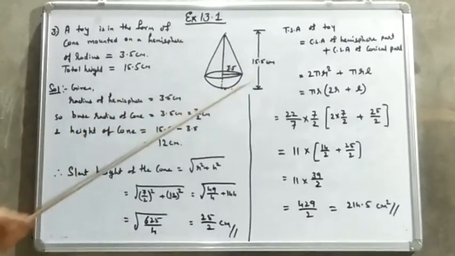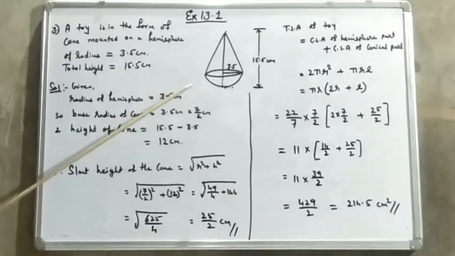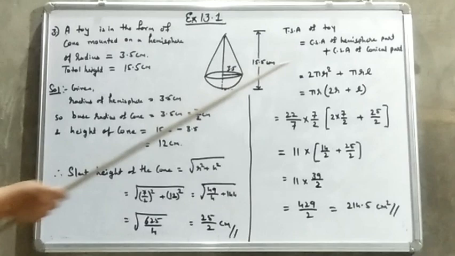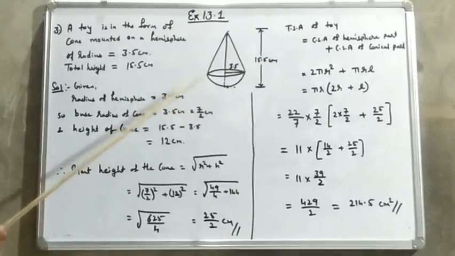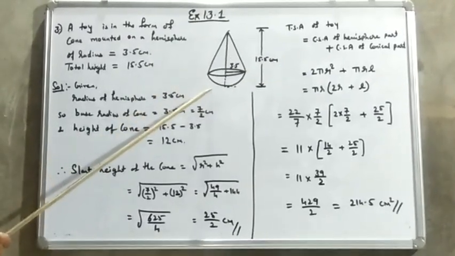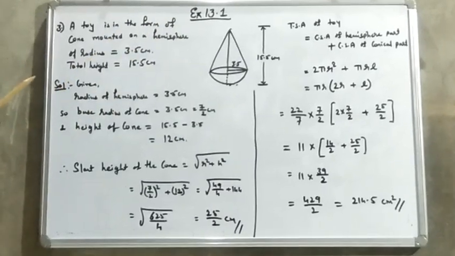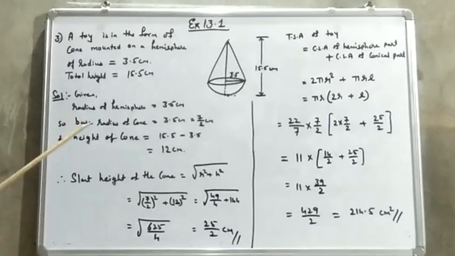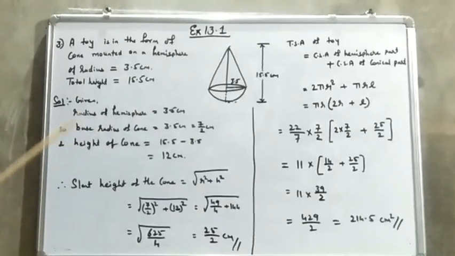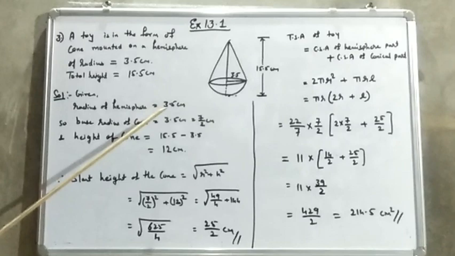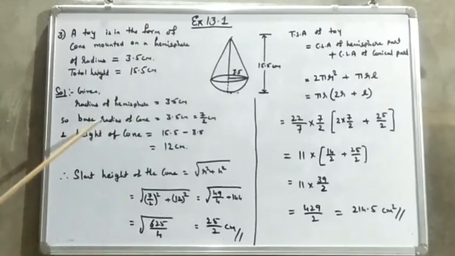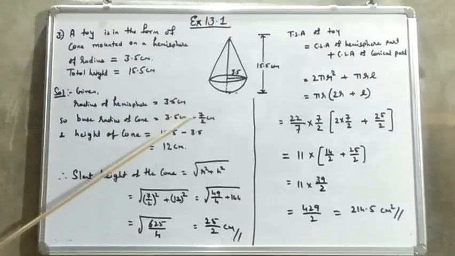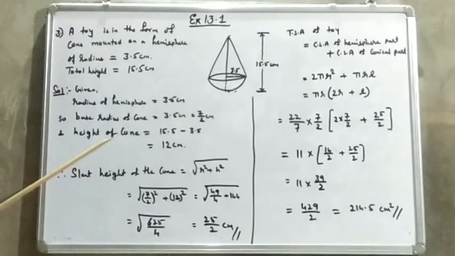For finding the total surface area of the given toy, we have to take out the surface area of the hemisphere plus the surface area of the conical part, separately, or we can add them. For that, let us find out the slant height, which is needed for the surface area of the cone. Here the radius of the hemisphere is 3.5. So we can say the base radius of the cone is 3.5. Both the radii are the same. 3.5 can be written as 7 upon 2 for simplicity.